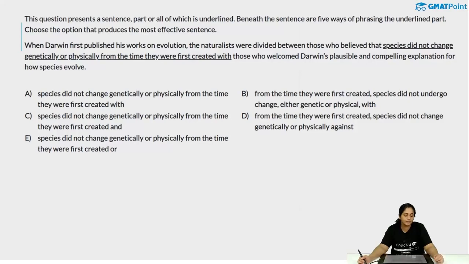of how species evolved. So essentially, you're saying that once his work was published, the naturalists were divided into two groups, X and Y. The X group is those who believe that species do not change genetically or physically from when they were first created, and the others who welcomed his plausible and compelling explanation for how species evolve. But essentially, when you are saying that there are two groups, X and Y, the connector that you have to use has to be AND.